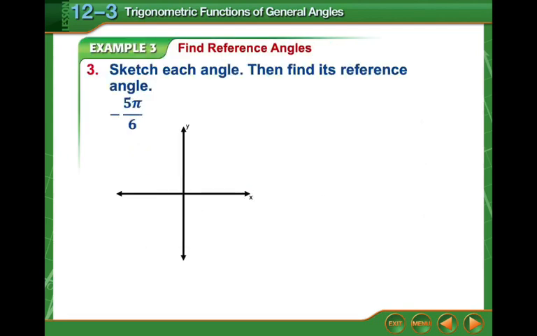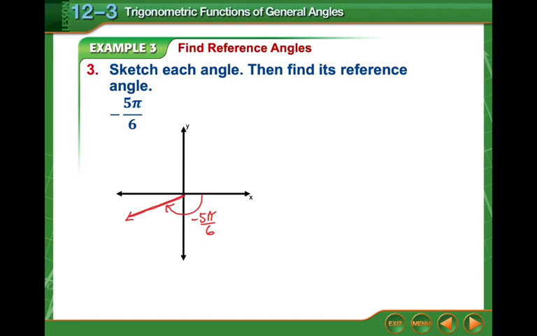So we want to find the reference angle here. We need to figure out first, where is 5 pi over 6? So we're going to sketch the angle and then find this reference angle. So 5 pi over 6, it's not quite 6 pi over 6, right? 6 pi over 6 would simplify to be just pi, which is 180, right? So it's not quite to that 180, which means it's pi over 6 shy of that, right? And it's negative, so let's go in this direction, negative 5 pi over 6. So there's our angle sketched.